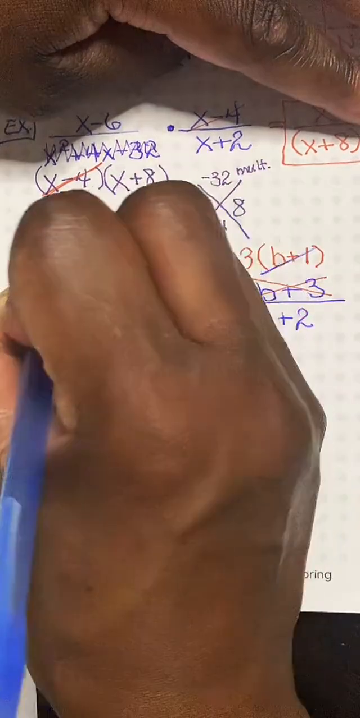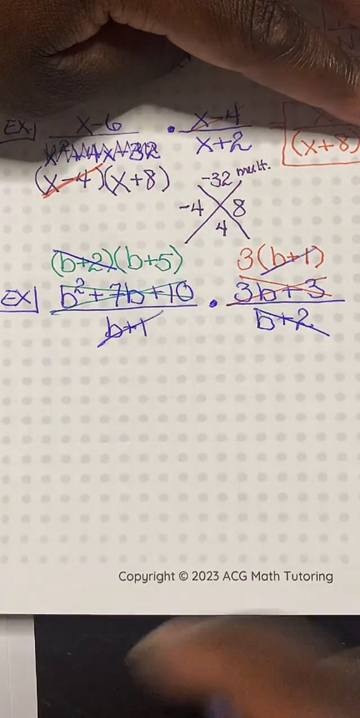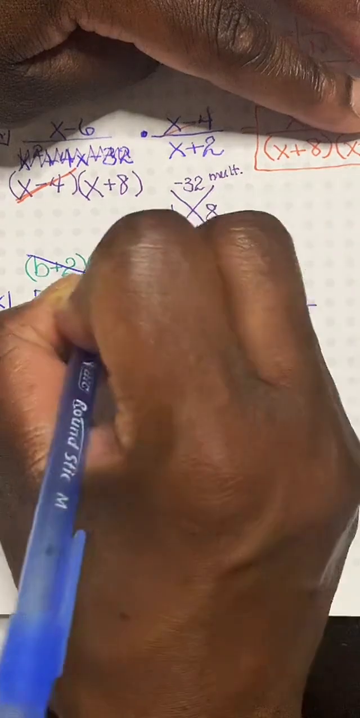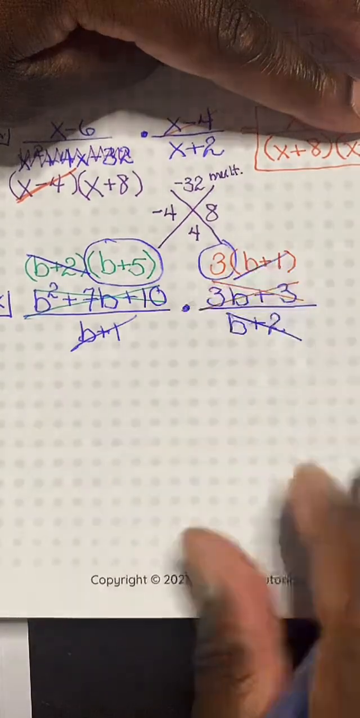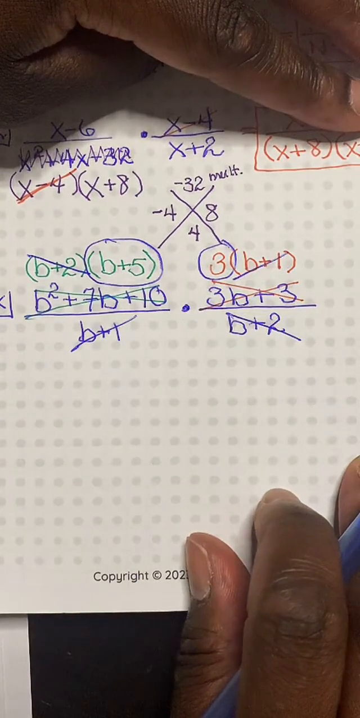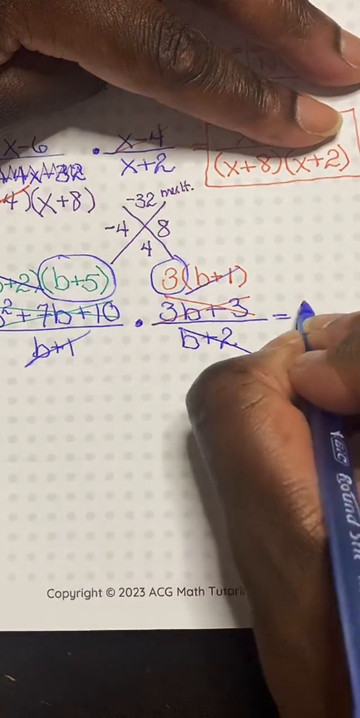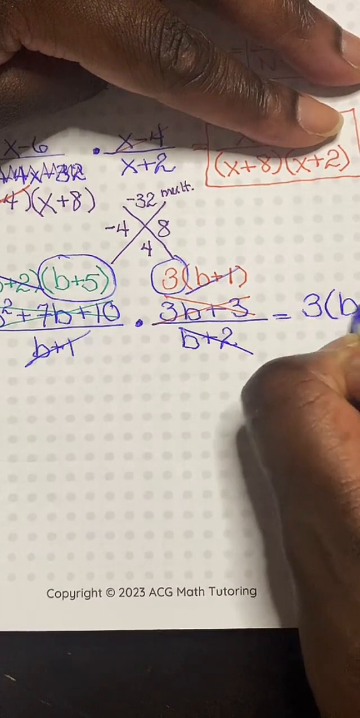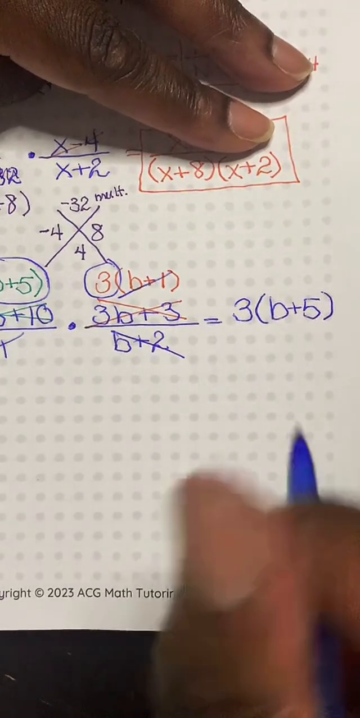Good job, Chris. b plus 2. That's gone. Toodaloo. And now, what's left? That b plus 5 times the 3. So now, my final answer, always put the whole number in front of the parentheses. That's why everyone was getting 3 times b plus 5.